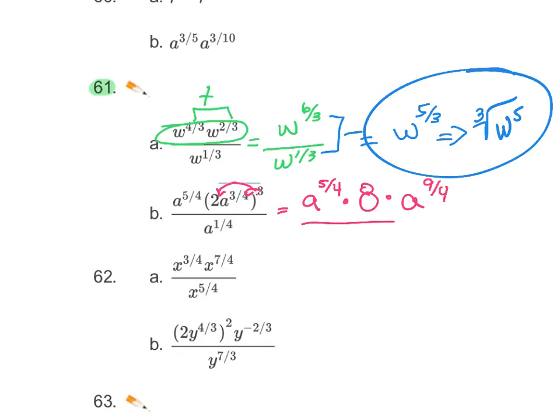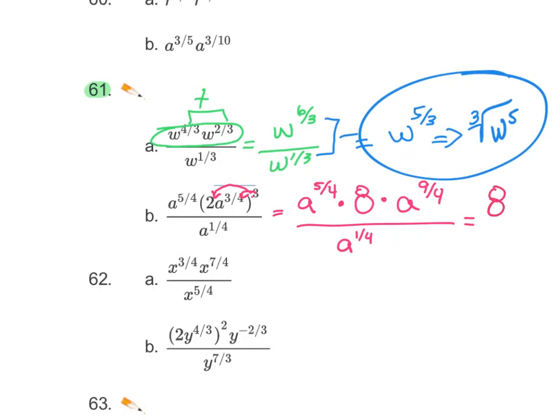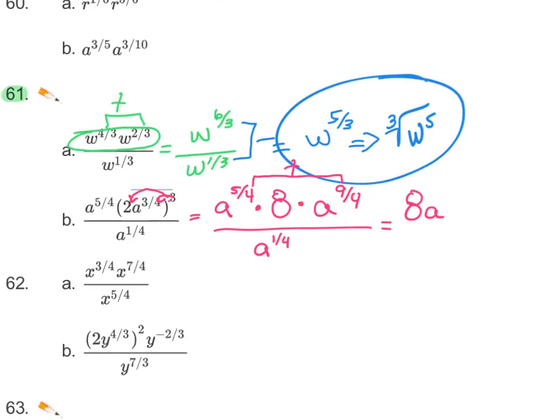9/4. Okay, and I still have my a to the 1/4 on the bottom, but I'm going to keep simplifying my numerator. So my 8's just going to come out in front because it's just a constant or a coefficient. And then I have a's that I'm multiplying. So what do I do to their exponents when I'm multiplying? Add them. So what's 5/4 and 9/4? 14 over 4. And then I have a to the 1/4.